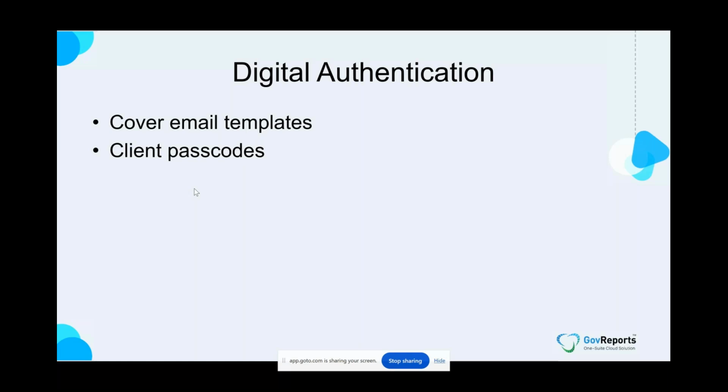In the e-signature section, which is the digital authentication for the GovReports e-signature applications, you can also set up the cover email templates. If you regularly send reports to your clients, we recommend that you set up your own cover emails if you don't want to use the GovReports default cover emails. And also set up client passcodes, so that when your clients receive documents from you, instead of receiving a security code to their email, they can use the client passcode to access the documents for signing, which I will go through shortly.